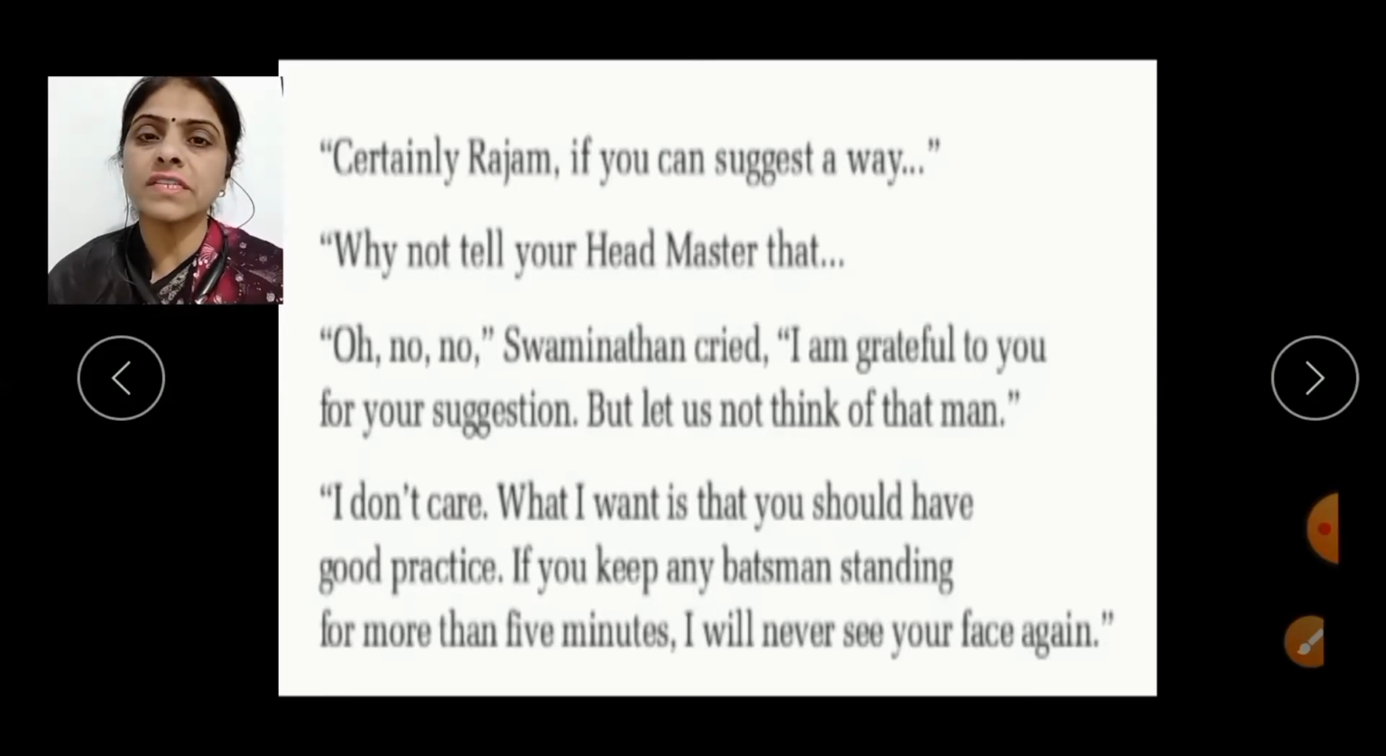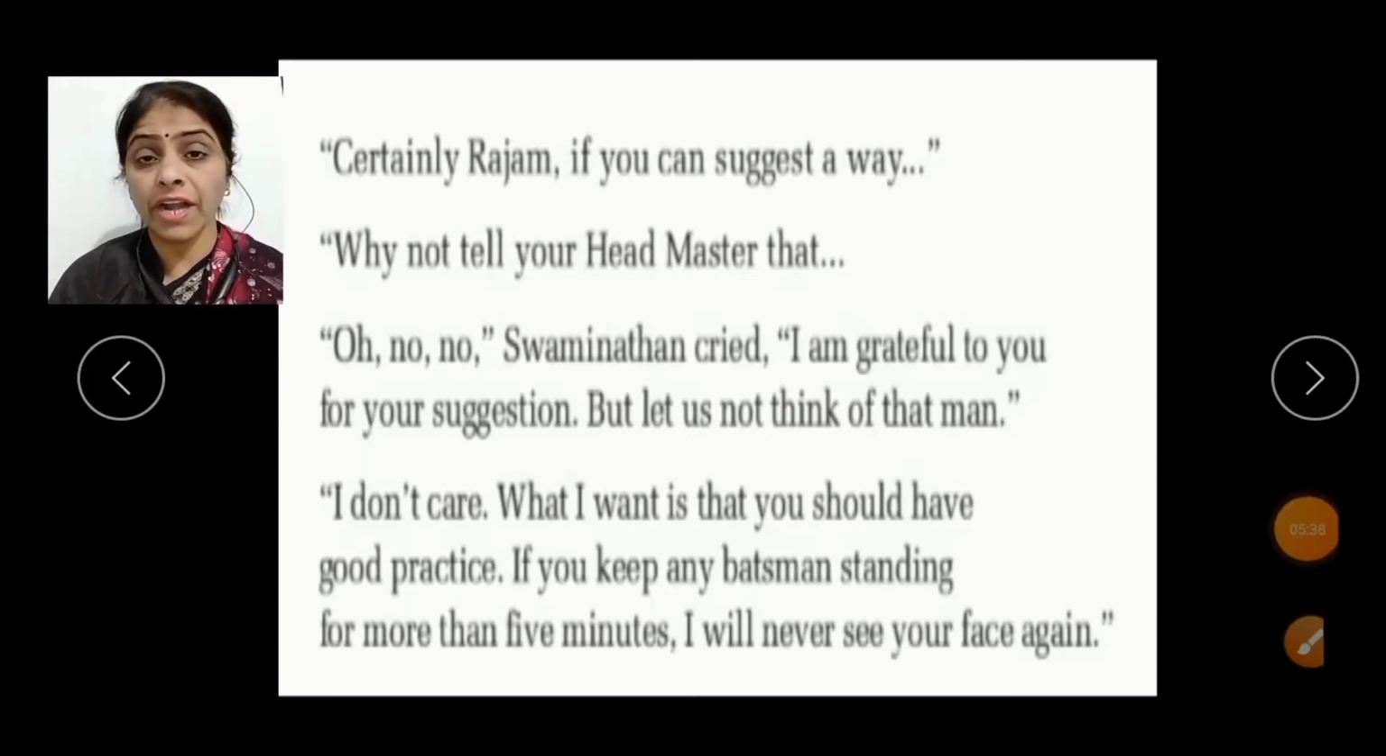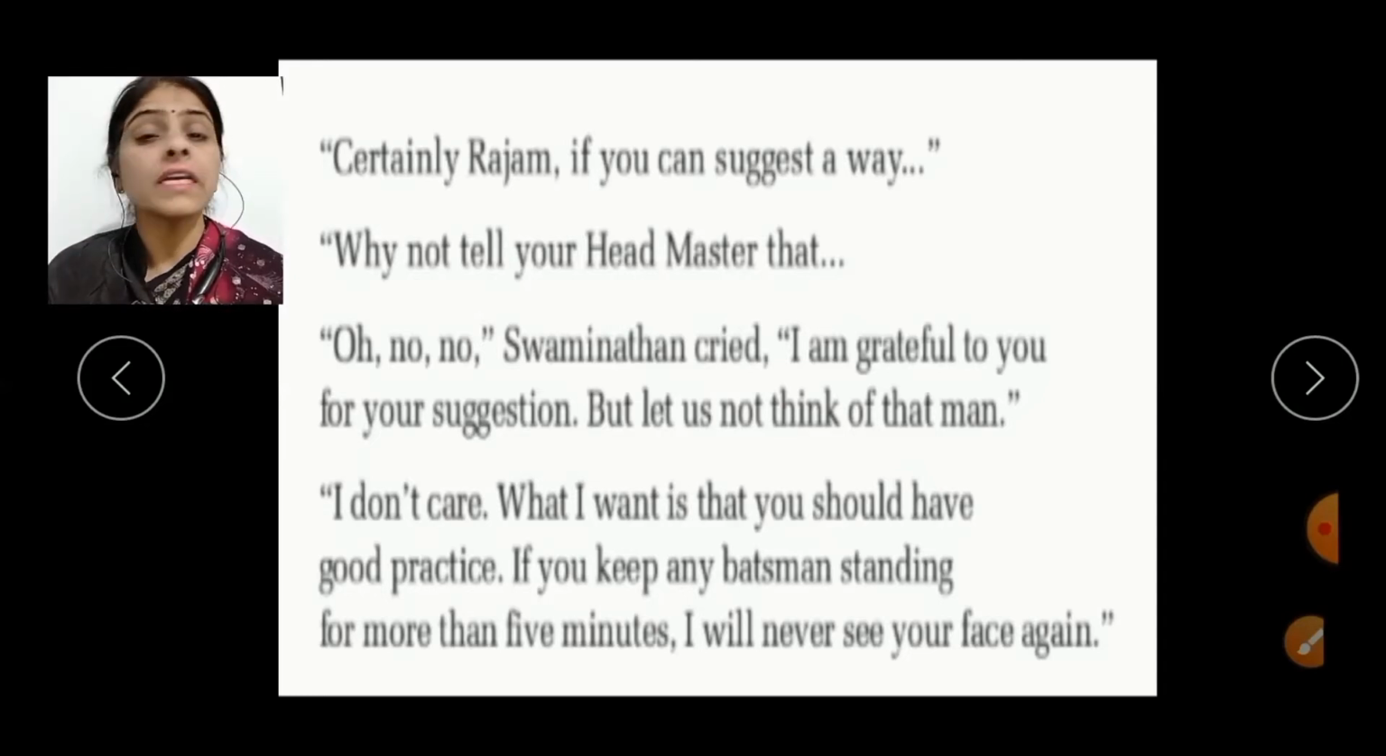Then Rajam suggested Swami that he should ask permission of his headmaster to leave school early for practice for the match. But Swami did not agree with this. He was not ready to take his suggestion as he knew that his headmaster is very strict and he will not let him leave early. And even the headmaster will not listen to his request. That's why Swami did not agree with Rajam's suggestion.